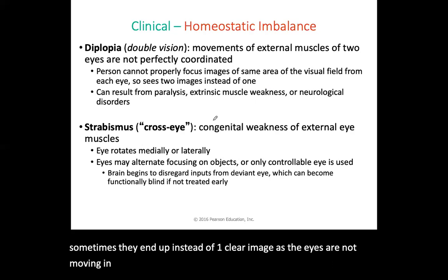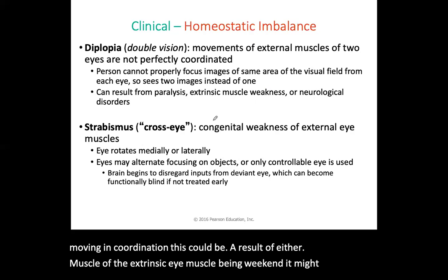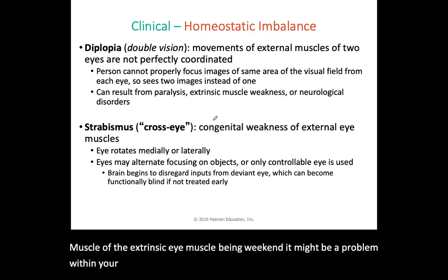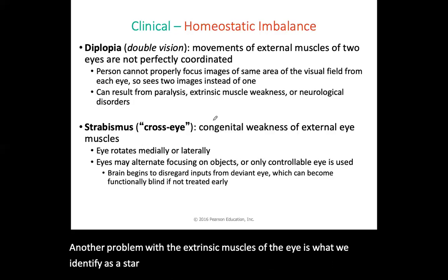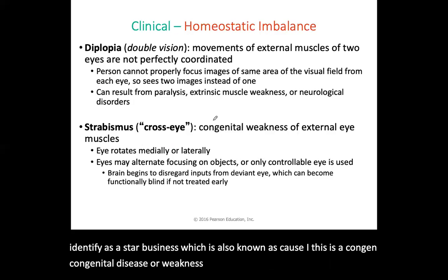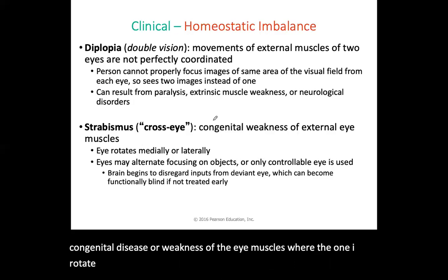This could be a result of an extrinsic eye muscle being weakened. It might be a problem with the neurological component that controls these muscles, or it could be paralysis of the muscle. Another problem with the extrinsic muscles of the eye is what we identify as strabismus, which is also known as cross eye. This is a congenital disease or weakness of the eye muscles, where one eye rotates either medially or laterally.